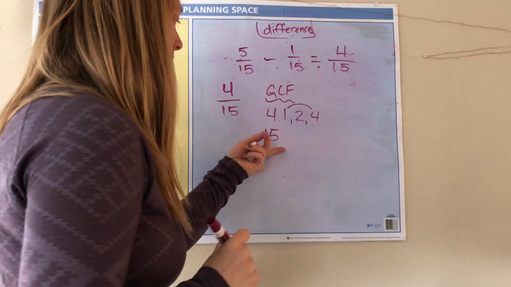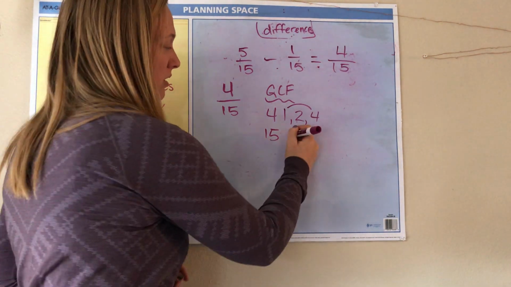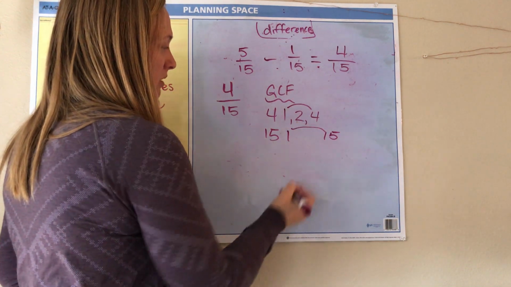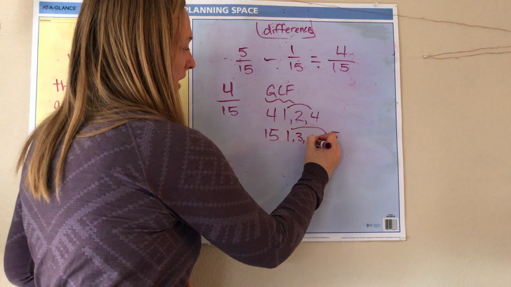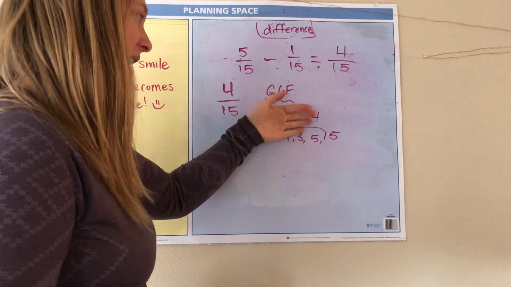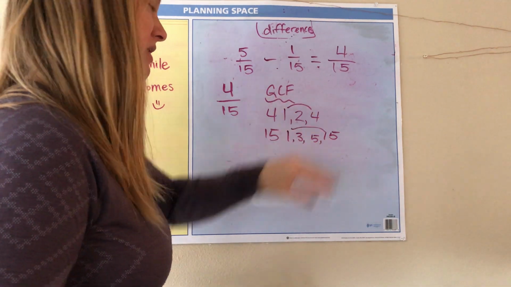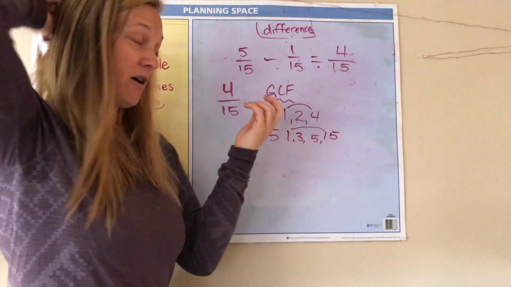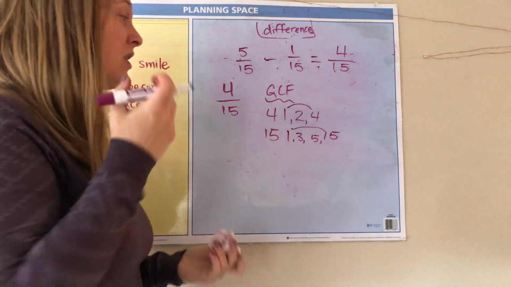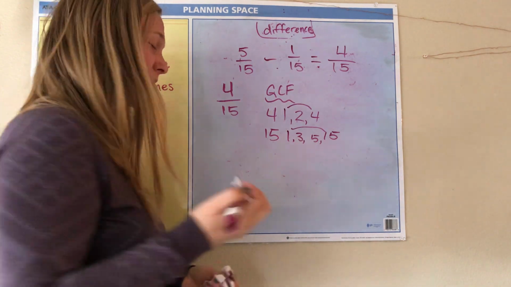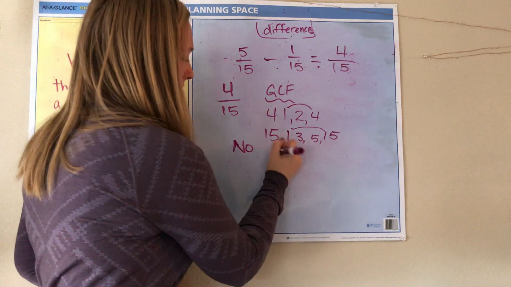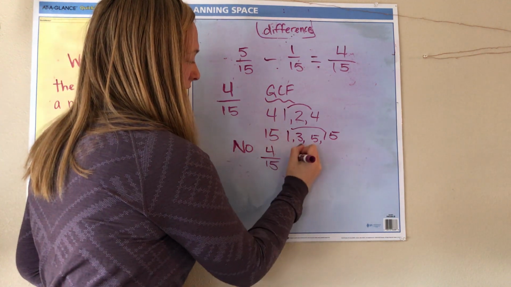What times what equals 15? Well, starting with 1: 1 times 15 equals 15. 3 and 5. Okay. Besides 1, are there any other numbers that are the same in both of these lists? There aren't, right? Just 1. If we were to divide by 1, we'd get the same fraction. So, can we reduce this fraction? No, we can't reduce. 4/15 is the simplest term.